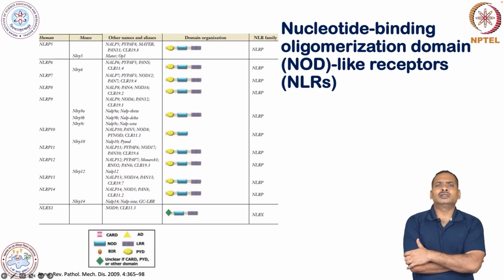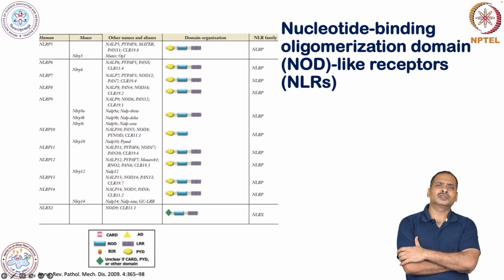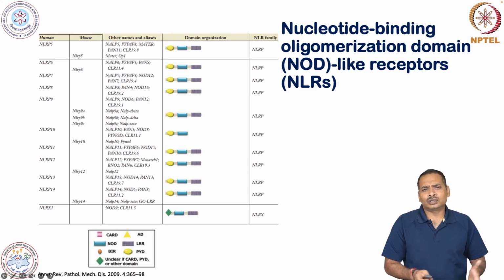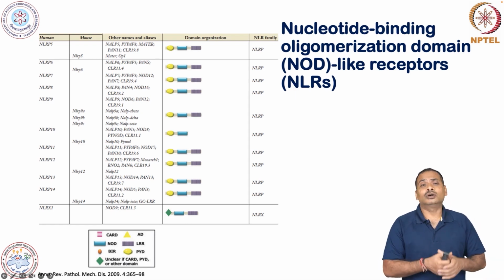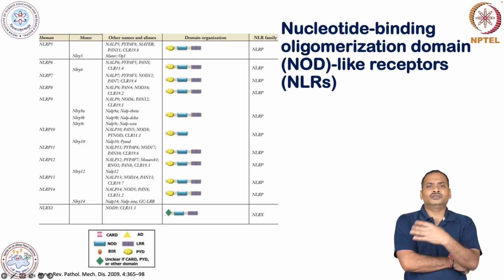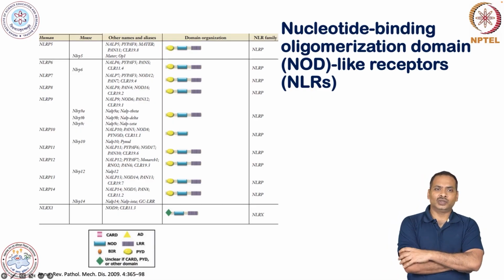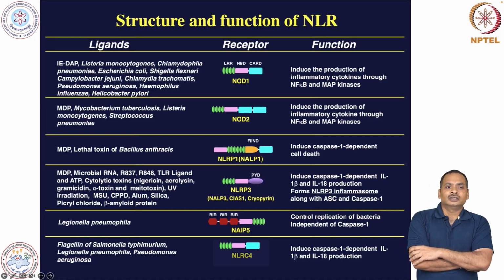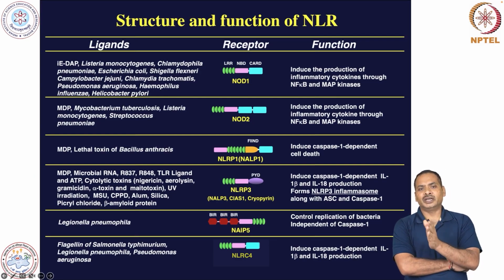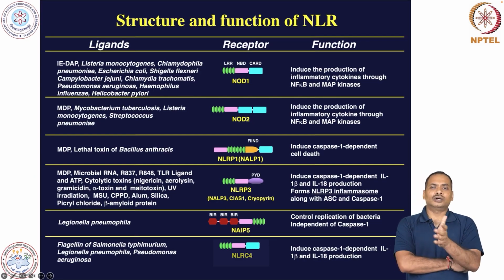So now I will show you what ligands these proteins sense. I will not talk about all proteins. As I told you, not all of these proteins are well characterized, so I will talk about a few of them which are quite well characterized. Here you can see NOD1 and NOD2. These have a leucine rich repeat domain and a nucleotide binding domain, or NOD domain, and a CARD domain.